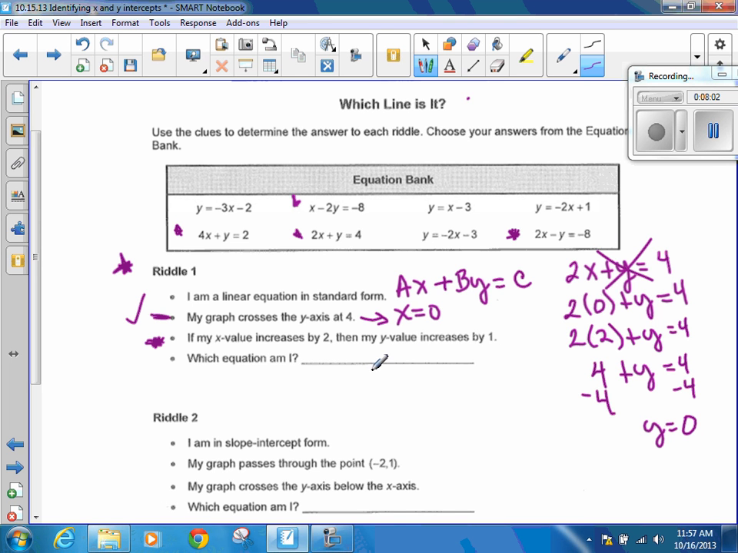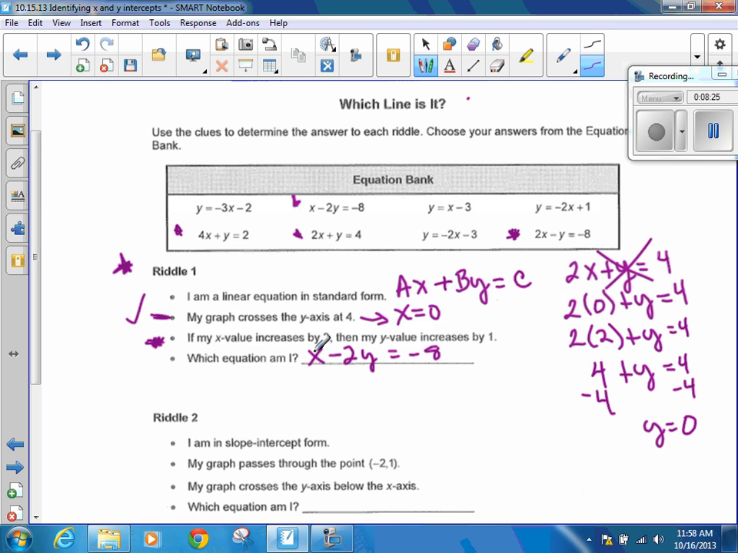So our equation would be what? You gave me the correct answer: x minus 2y equals negative 8. Good. X minus 2y equals negative 8. What? That's supposed to be an equal sign. Hold on. X minus 2y equals negative 8.